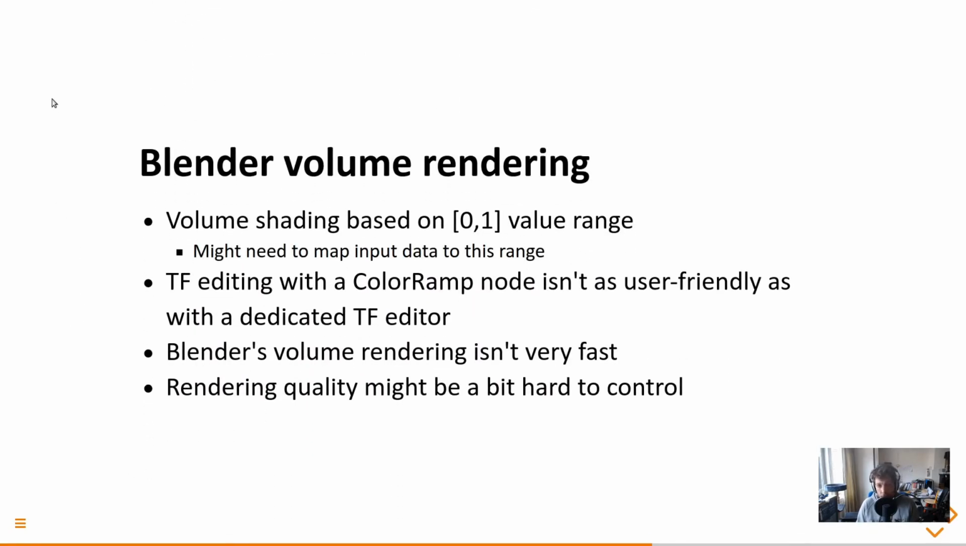Then the rendering of volume data within Blender is based on shading on a 0 to 1 range. So if the values that you have within your volume do not match the 0 to 1 range, you will need to map the data in some way, either during the import or in the shader. You can edit the way the volume is rendered using these color ramp nodes that I just showed for the color and the opacity. It's a bit different from having a transfer function editor, for example, in ParaView. The results might not be as good as you get in ParaView, but it's still something. And also the volume rendering within Blender doesn't appear to be very fast compared to something like ParaView.